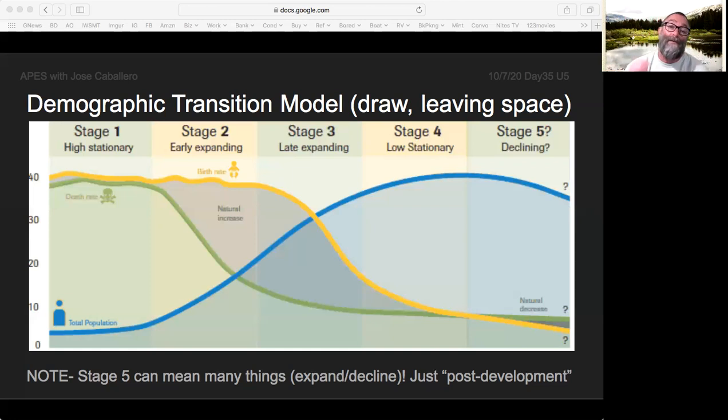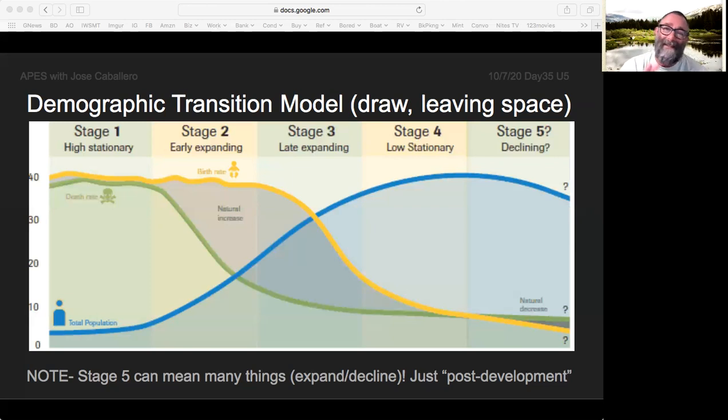So eventually you get to what's called stage 4. And this is when birth and death rates are both low. And if they're both low, right, 2% and 2%, then population will stabilize. So we call that low stationary. Stage 4 is welcome to the club. You're now a modern economy.